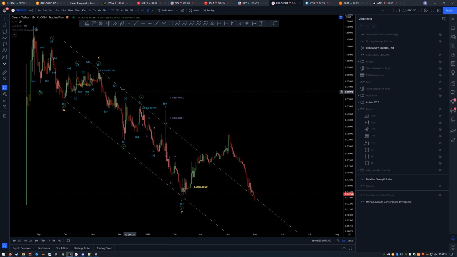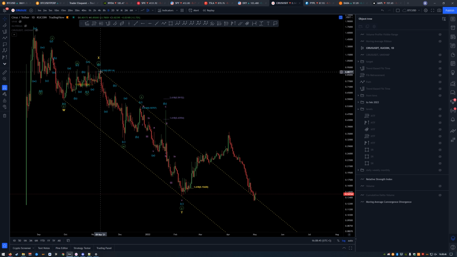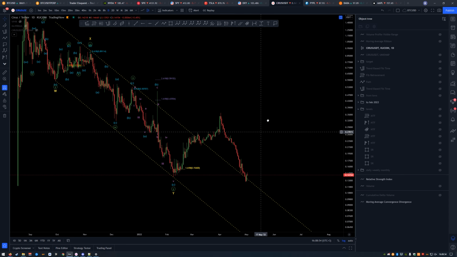Mainly what I'm looking at here is the channel. This is established from the end of the W here at 30th of September to the 8th of February lows, and pulled again to the X here around the highs of 8th of November, giving us this channel, and currently we are back testing that.